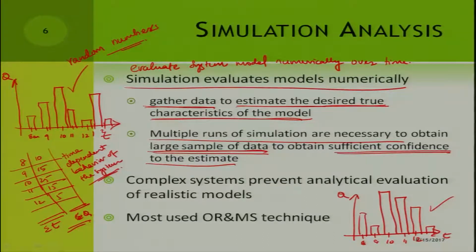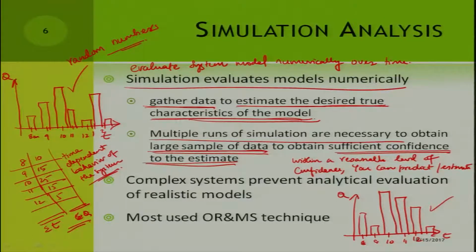From there, sufficient confidence can be given to the estimate, or you can say that within a reasonable level of confidence, you can predict or estimate the characteristics of the system. So, that is the important aspect of this.